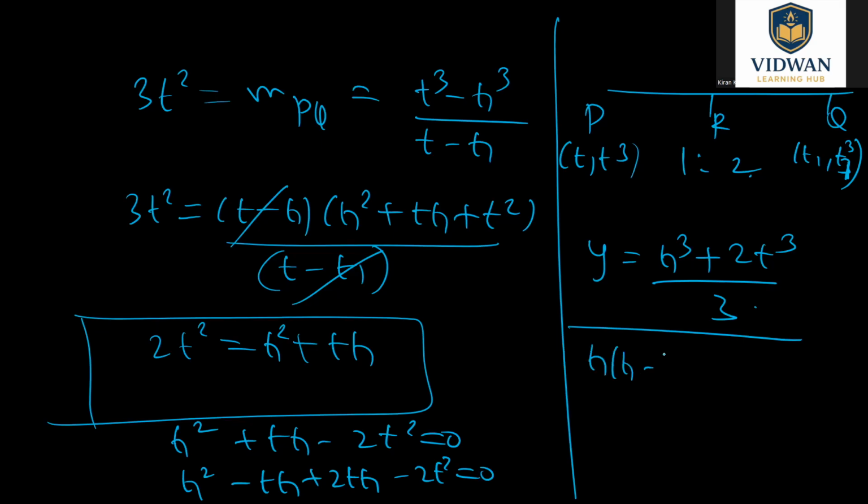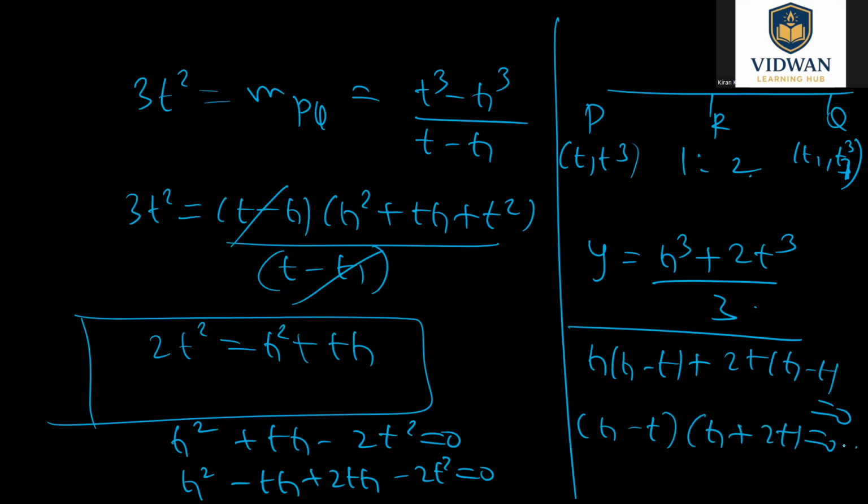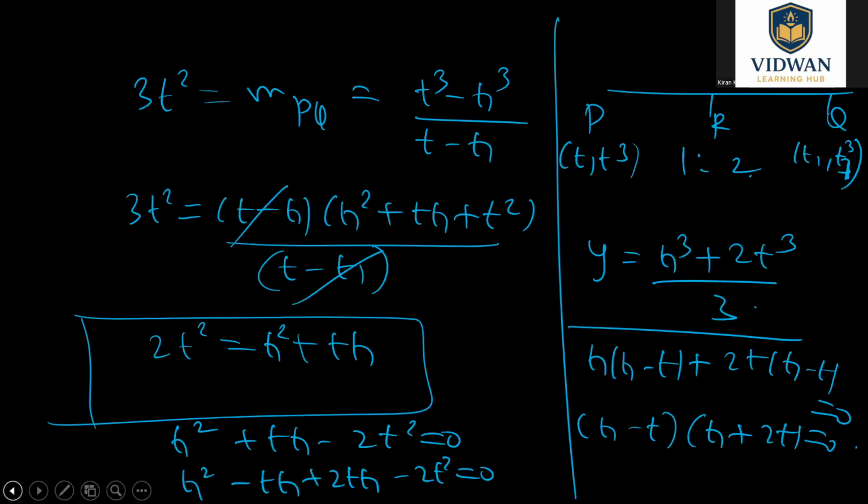T1 into T1 minus T plus 2T into T1 minus T equal to 0. So T1 minus T into T1 plus 2T is 0. So either T1 will be equal to T or T1 will be equal to minus 2T. Since T1 and T2 are not equal, this is ruled out because they're different points. So T1 is minus 2T.